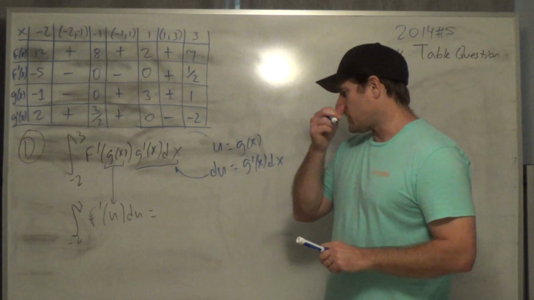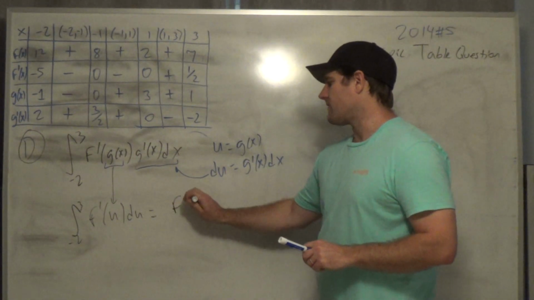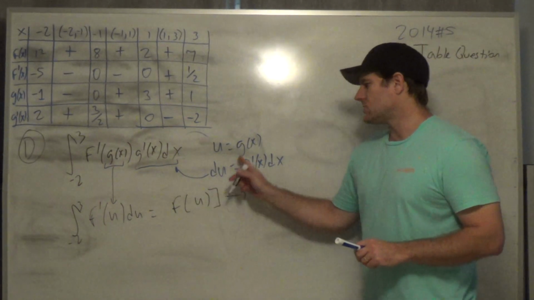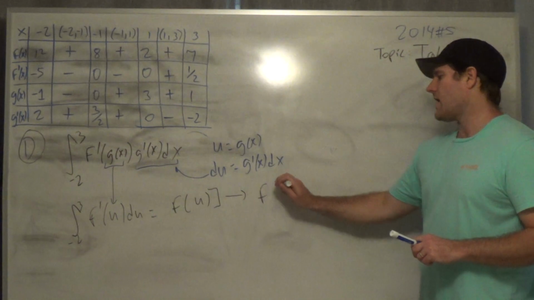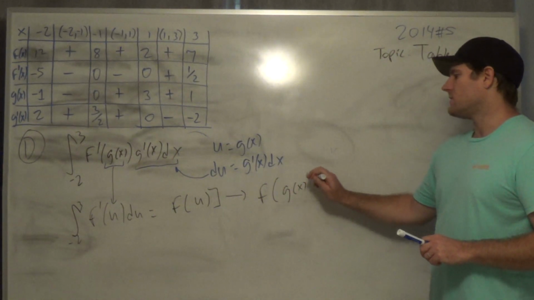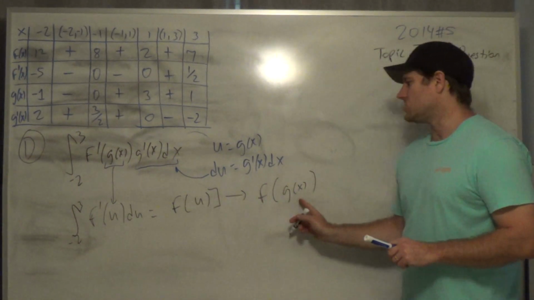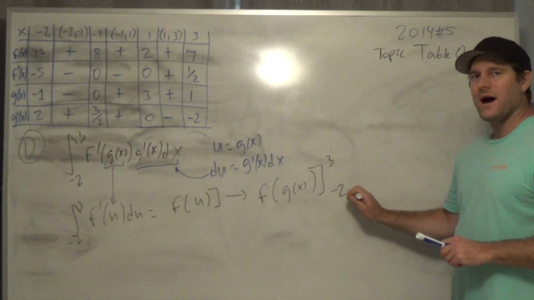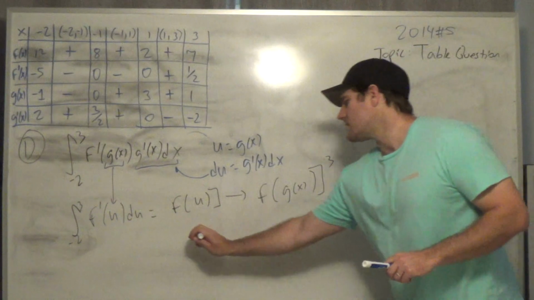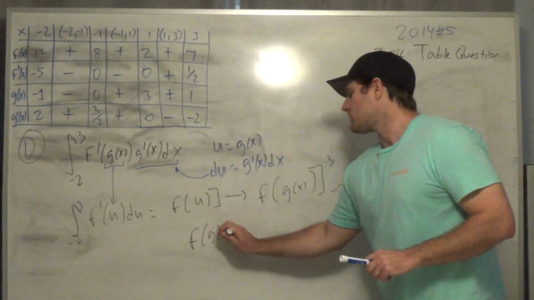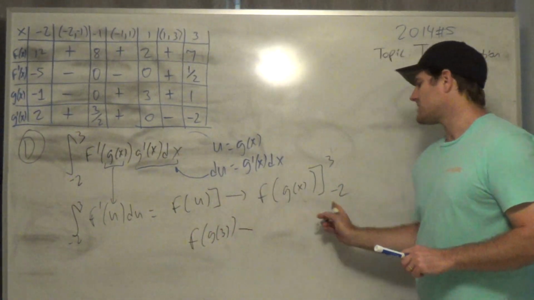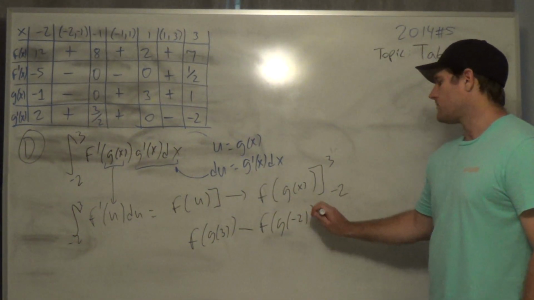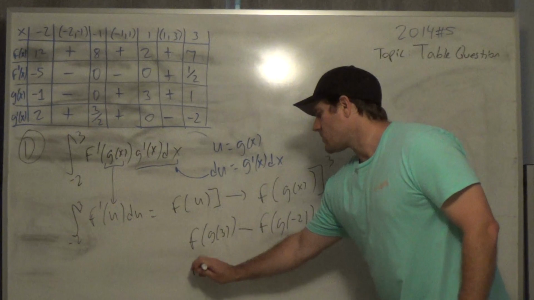Well, what's the antiderivative of f prime u? It's simply f of u. However, we know what u is. U is g of x. So instead of f of u, we're going to call it f of g of x. We're going to replace the u with g of x. And now we can plug in the top and the bottom and subtract. So we're going to plug in a 3. So we get f of g of 3 minus, and then we plug in the bottom, f of g of negative 2. Alright, so let's go ahead and look stuff up.